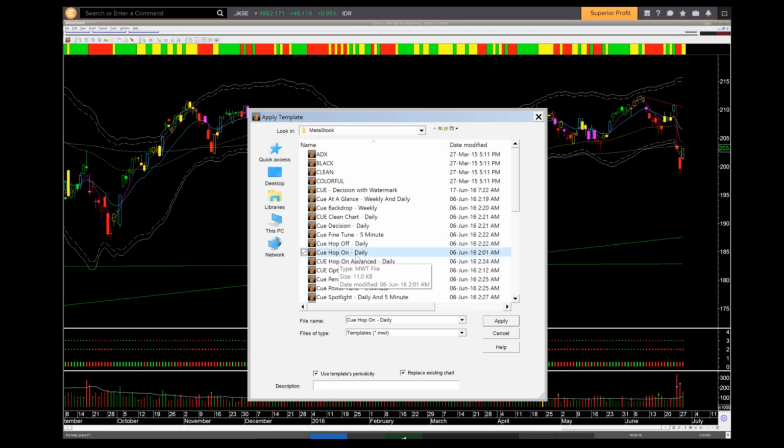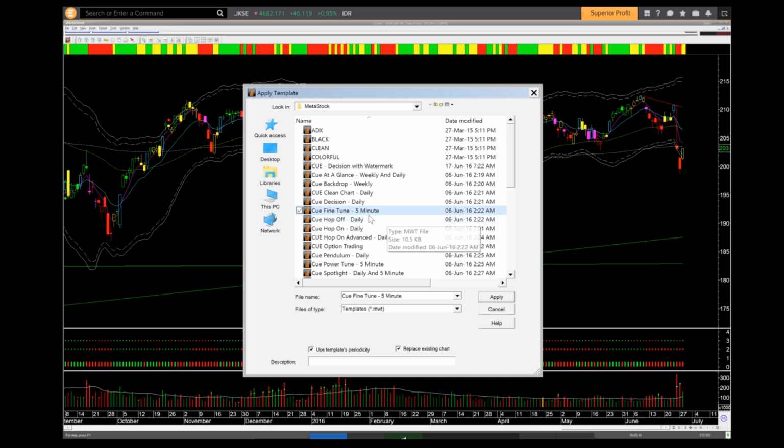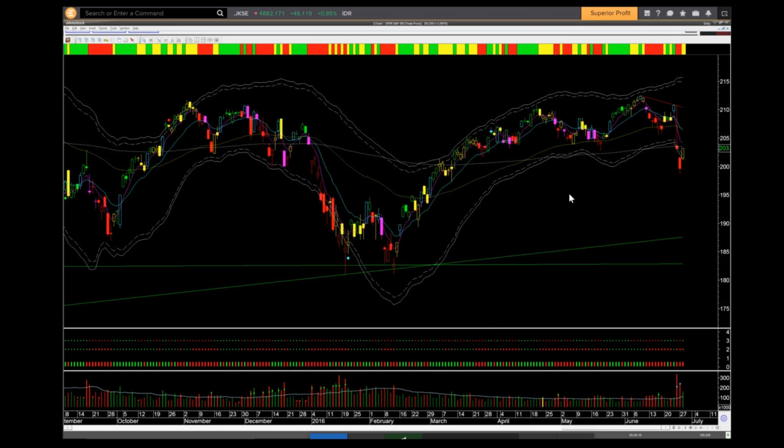So when we enter a trade, we primarily use only Q hop-on template. And when we exit a trade, swing trade or long-term investment, we look at hop-off template. Similarly, for a day trade, we use Q fine-tune, which is a fine-tune template. By grouping the indicators in a logical way, therefore, we look at only the necessary signals at a time. We don't look at all the things at the same time. That helps us make decisions fast.